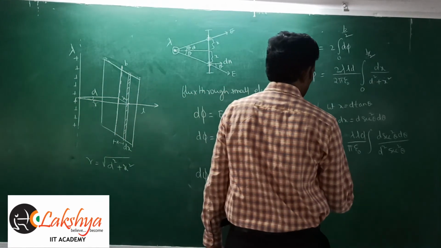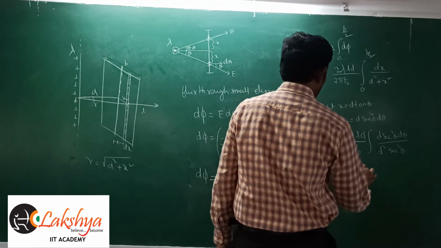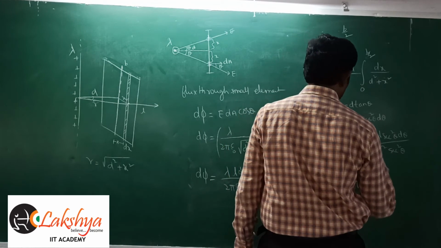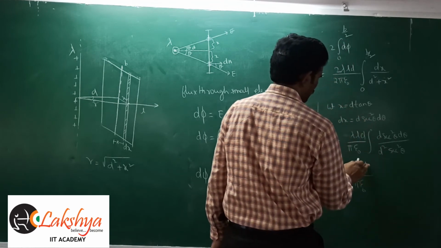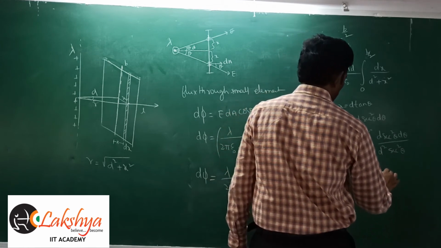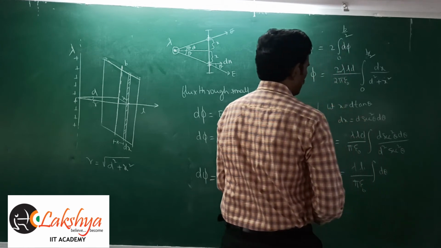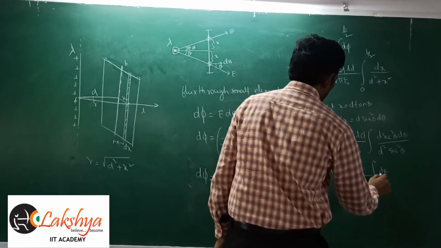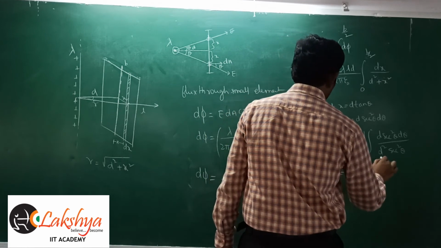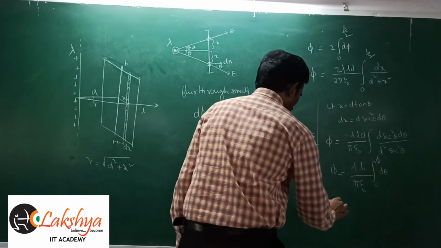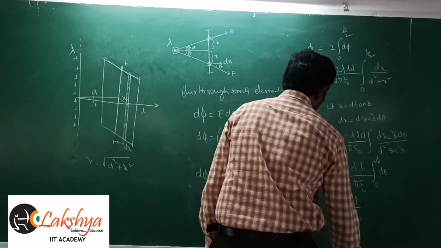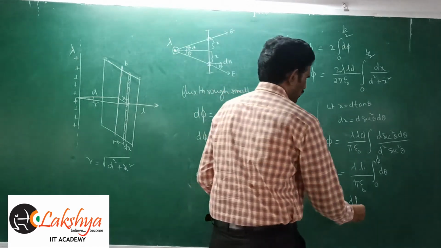To simplify this, you can write phi is equal to lambda L d by pi epsilon naught. The d also can cancel here. That means d into d square you will get, the d square will be cancelled. So then only integral of d theta you will get. Then integral of d theta from, let us say, 0 to alpha, for example the maximum possible value. So then lambda L by pi epsilon naught you can write here.